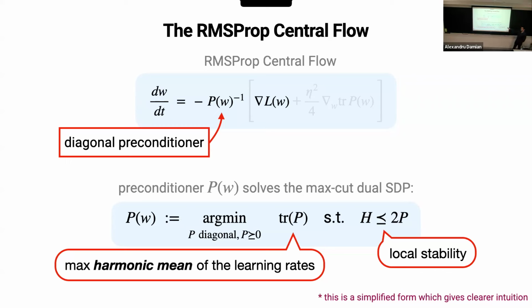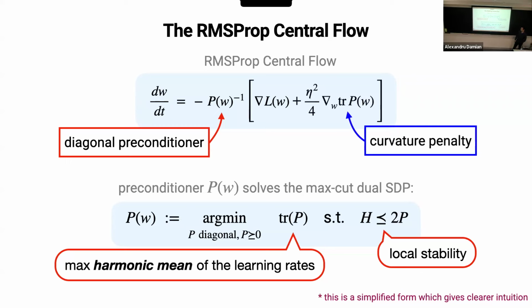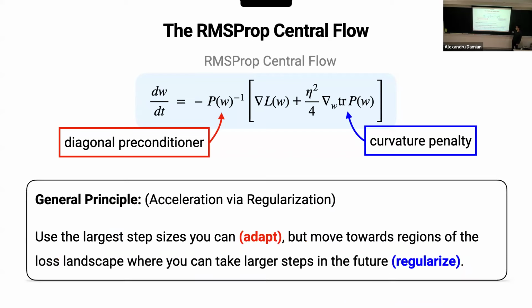I don't know how you could possibly have predicted this formula without something like the central flow. But then there is this extra term, this curvature penalty. This curvature penalty can be interpreted as: I want to move in a direction W that will decrease this trace even further. It's the gradient of the trace, which tells you I want to move towards areas in the loss landscape where I can actually use larger learning rates with a larger harmonic mean. Equivalently, I want to move towards flatter regions of the loss landscape so I can take bigger steps. And now this starts to give a hint towards the secret of Adam. We call this general principle acceleration by regularization, and we demonstrate through a bunch of ablations that it's really key to why adaptive optimizers work.